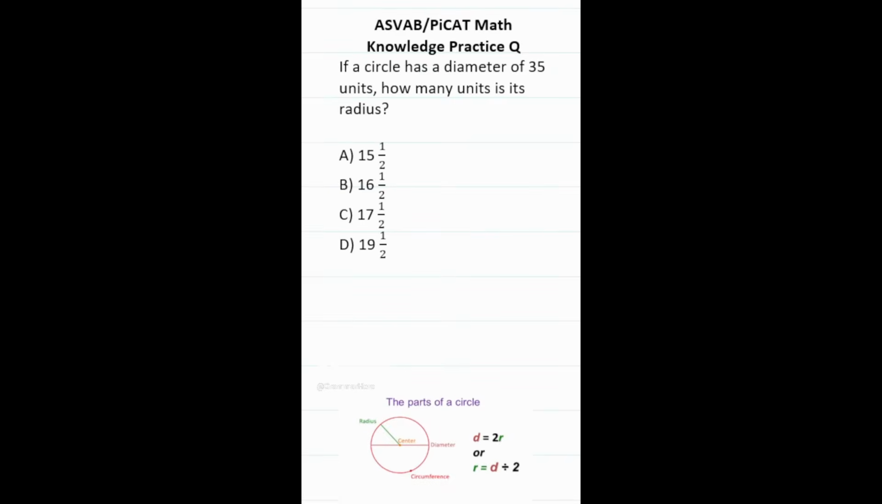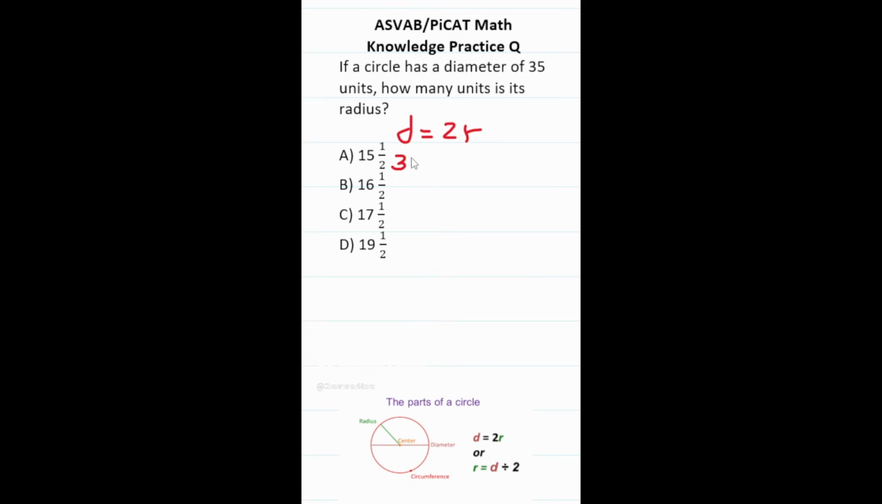This ASVAB PiCAT math knowledge practice test question says, if a circle has a diameter of 35 units, how many units is its radius? So for this one, you have to know some facts about circles, notably that the diameter of a circle is always going to be twice as long as its radius, that is d equals 2r.